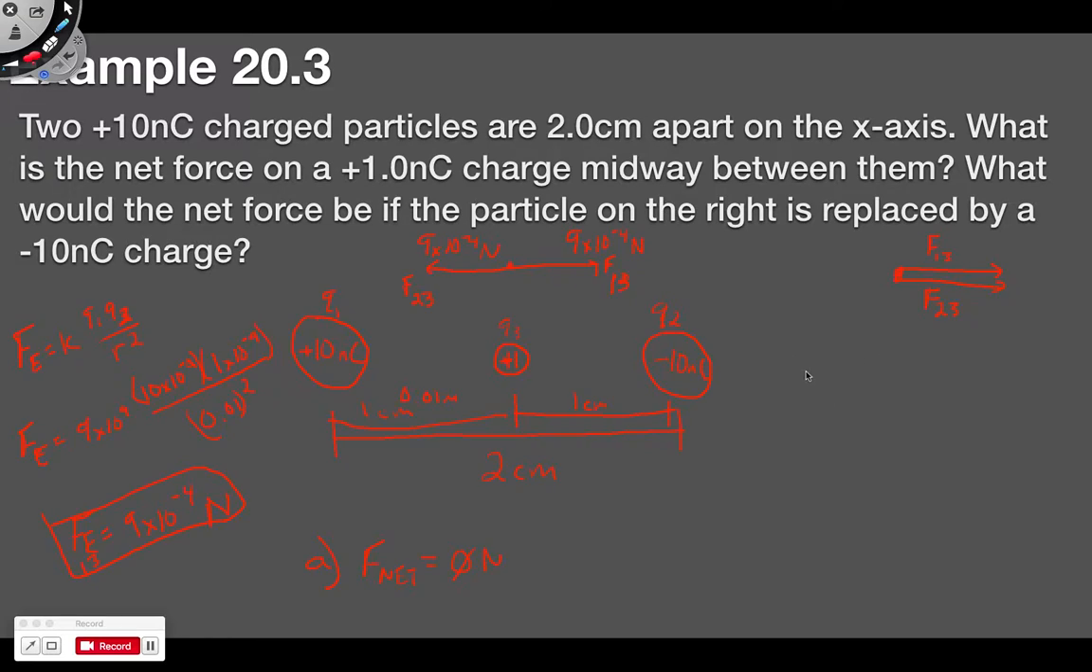So essentially, now I add those together: 9 times 10 to the negative fourth plus 9 times 10 to the negative fourth, one of them being that one, one of them being that one. And so I get 18 times 10 to the negative fourth, but that's a bit of a no-no as far as scientific notation. 1.8 times 10 to the negative third newtons. Okay, that's part B. Okay, so you see how it goes. We're back to forces, we're back to vectors, and things like that.